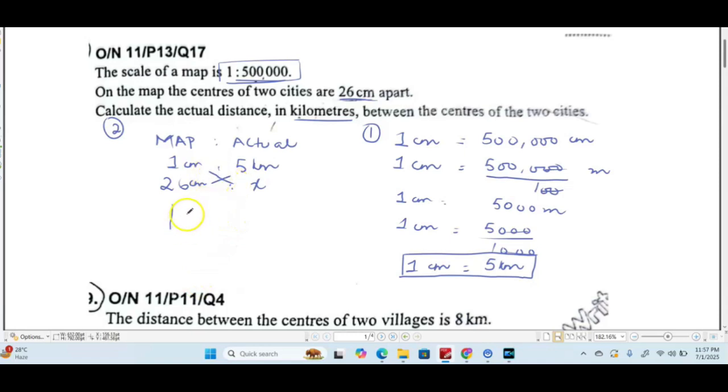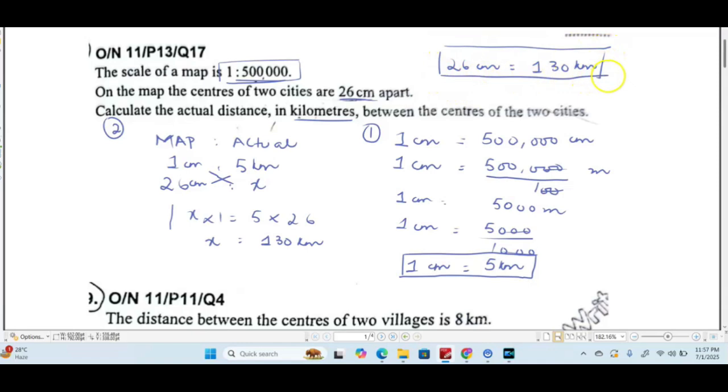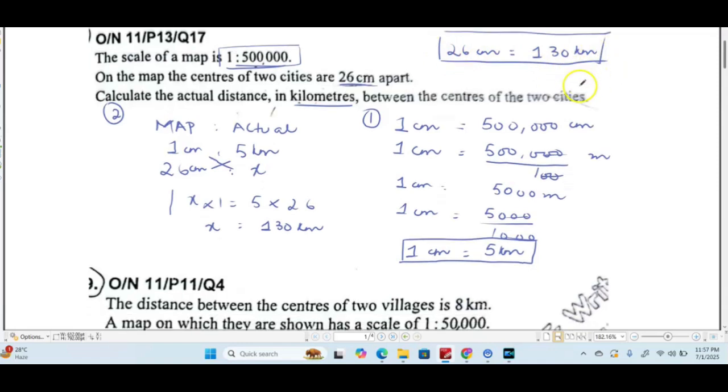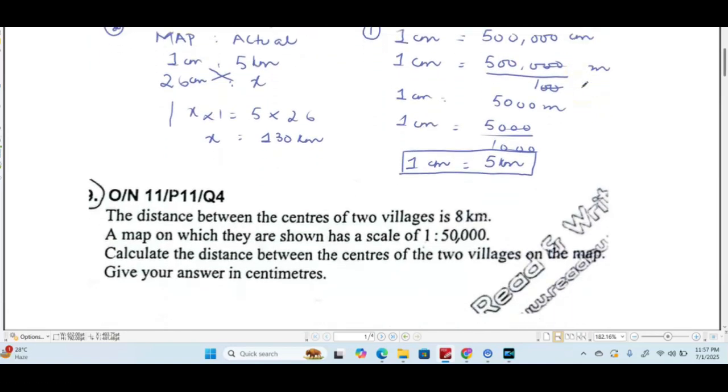Then we are going to cross multiply. So x into 1 is equal to 5 into 26, which gives us 130 kilometers. So 26 centimeters on the map are equal to 130 kilometers in reality. ठीक है जी? I hope you understood this question and the method as well. Let's move to the next question.